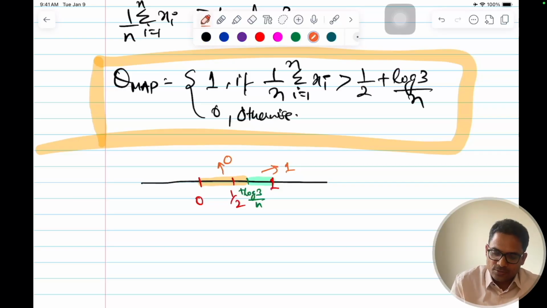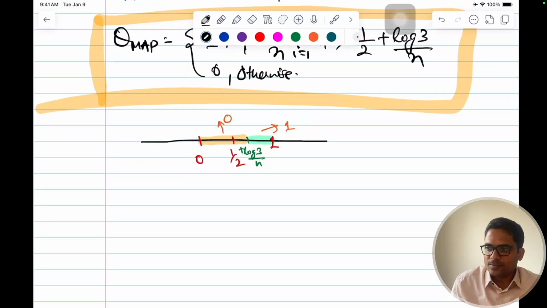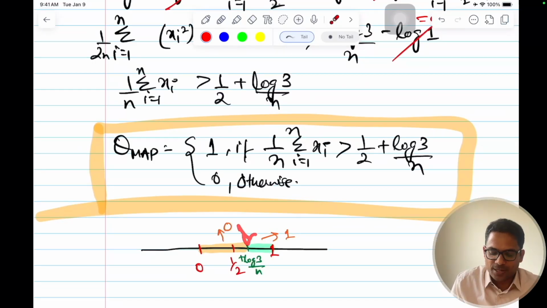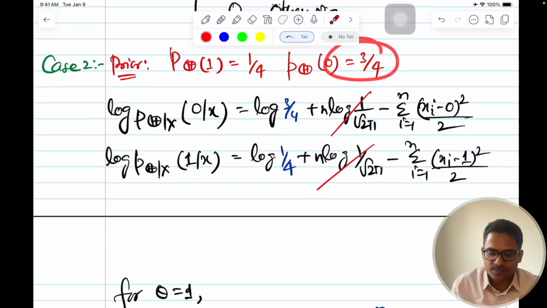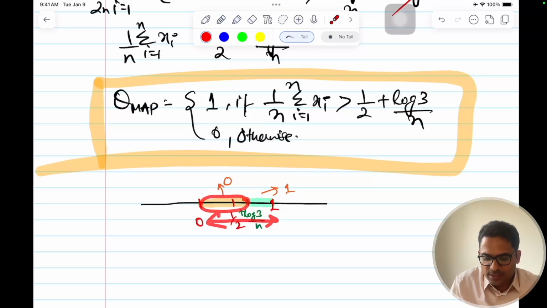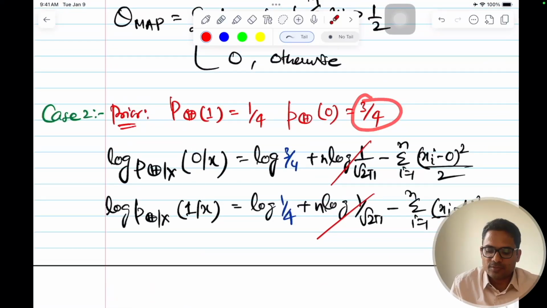So what is the conclusion for a non-uniform prior? Earlier the uniform prior was there, right? For a non-uniform prior, my estimate will be pulled towards the prior. This is non-uniform. So my estimate is pulled towards the prior, and that's what we are seeing: it is pulled more towards 0, because it is valid only in the range 0 to 1, and it is pulled more towards 0 than 1. And that extra term is log 3 by n, because that is coming from the probabilities 3 by 4 and 1 by 4.